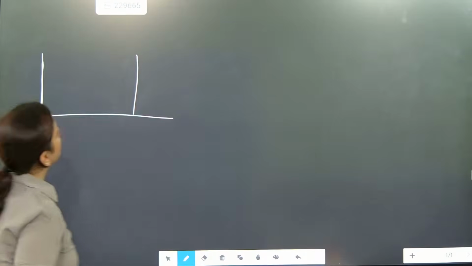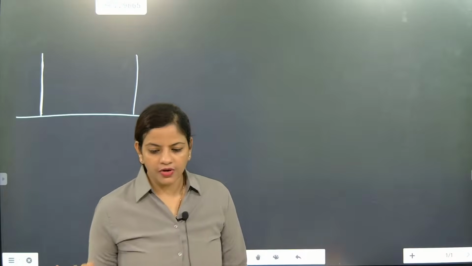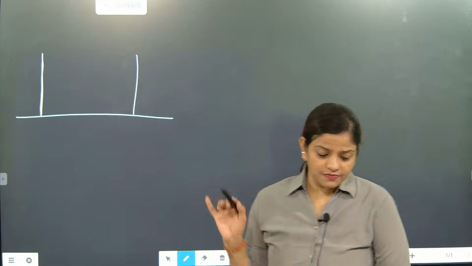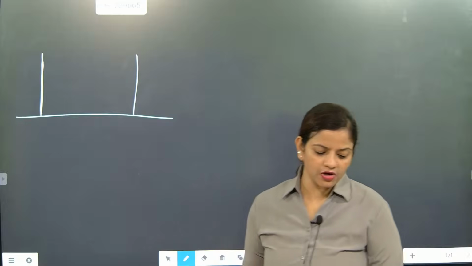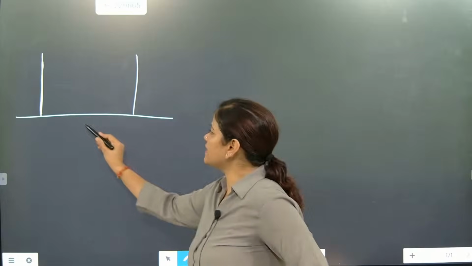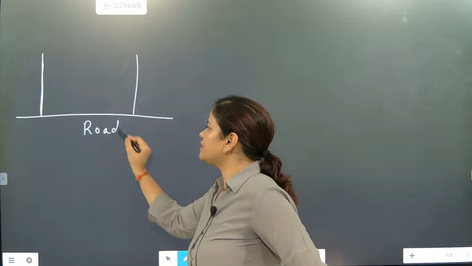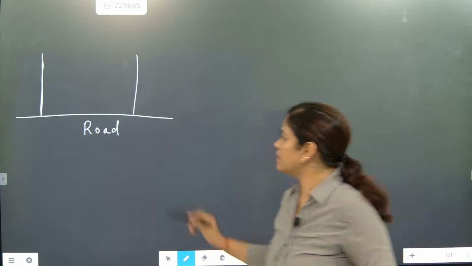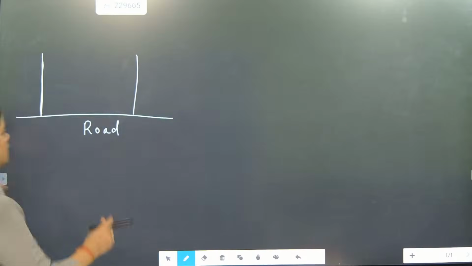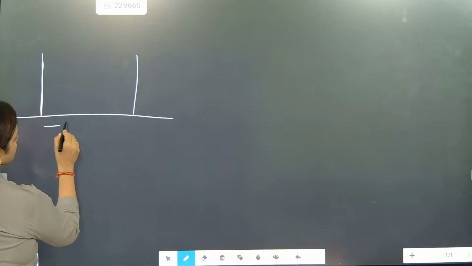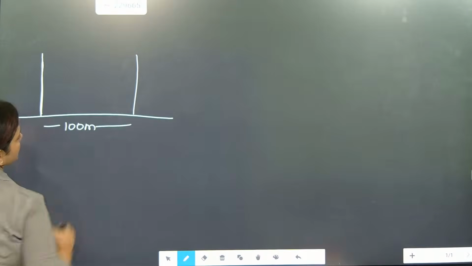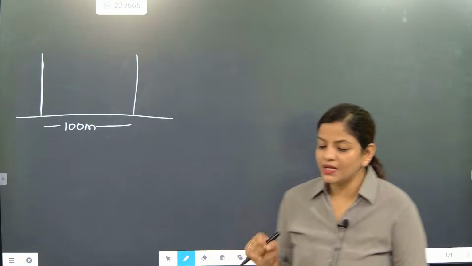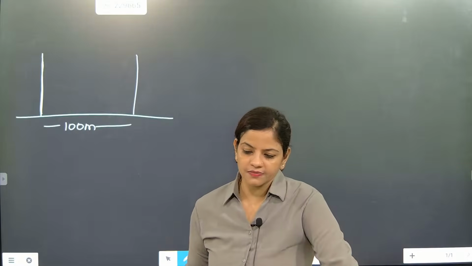Two pillars of equal height. Okay, which class, beta? Two pillars of equal height on either side of road. So this is exactly the road separating the two pillars. Which is 100-meter wide. The width of the road is given as 100 meter. What is the width of the road, beta? 100 meter. So two pillars of equal height, write down.